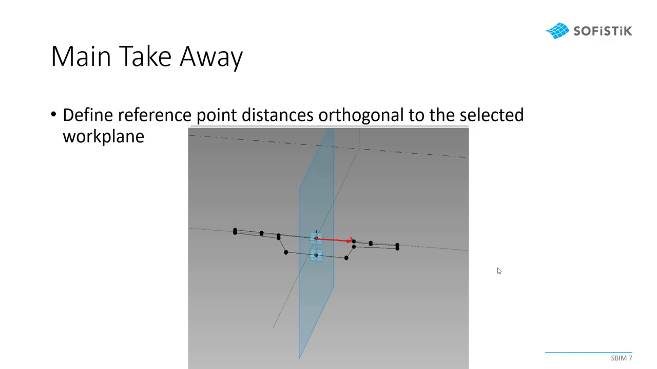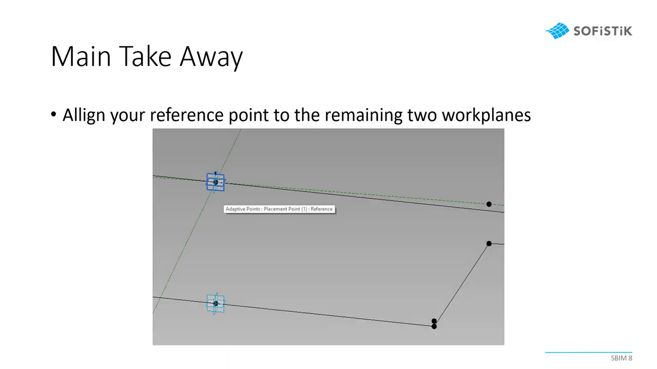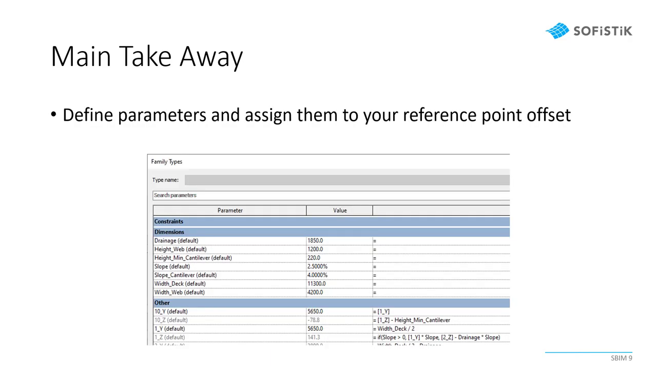Let's sum up the main takeaway from this video. The first thing is that we always define our reference points orthogonal to the selected work plane. Once we created this reference point, we align it to the other two remaining work planes, so it is perfectly aligned and only has information in its offset direction. Talking about this offset, we want to feed it then with parameters. So this way we can add a parametrization to this system.